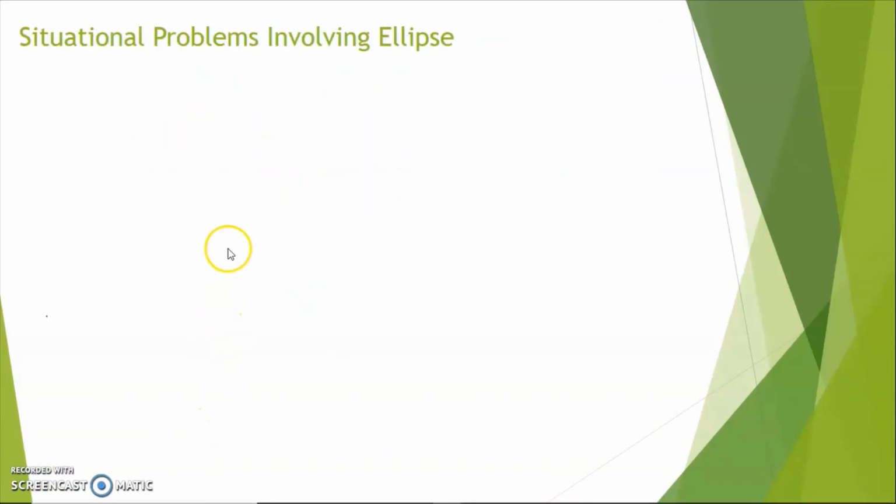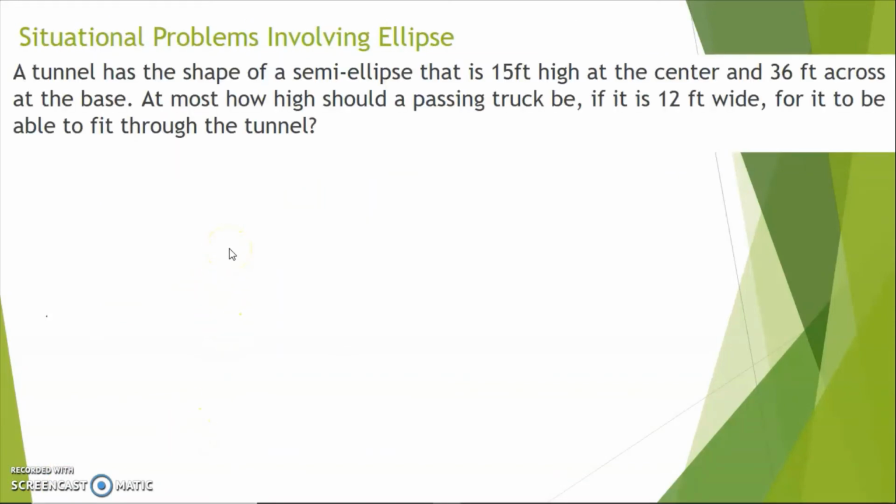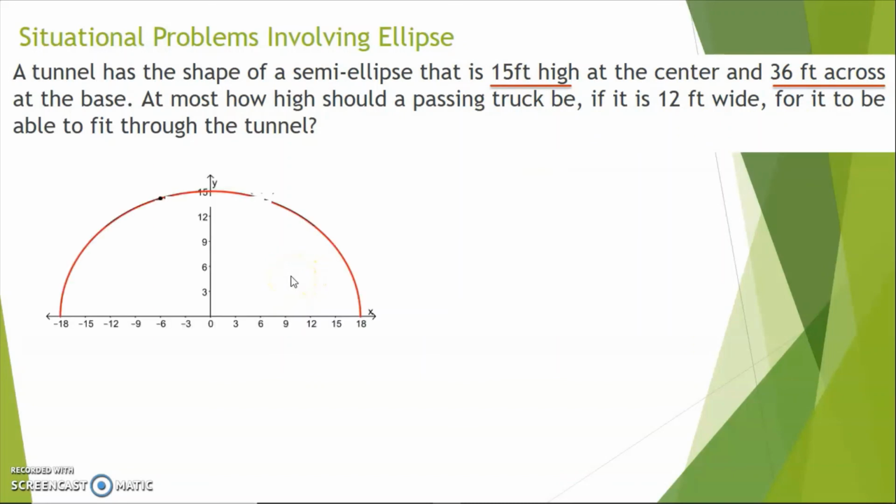Situational problems involving ellipse. A tunnel has the shape of a semi-ellipse that is 15 feet high at the center and 36 feet across at the base. At most, how high should a passing truck be if it is 12 feet wide for it to be able to fit through the tunnel? Now take note, the given includes 15 feet high and 36 feet across. Sketching this, we will have this one.